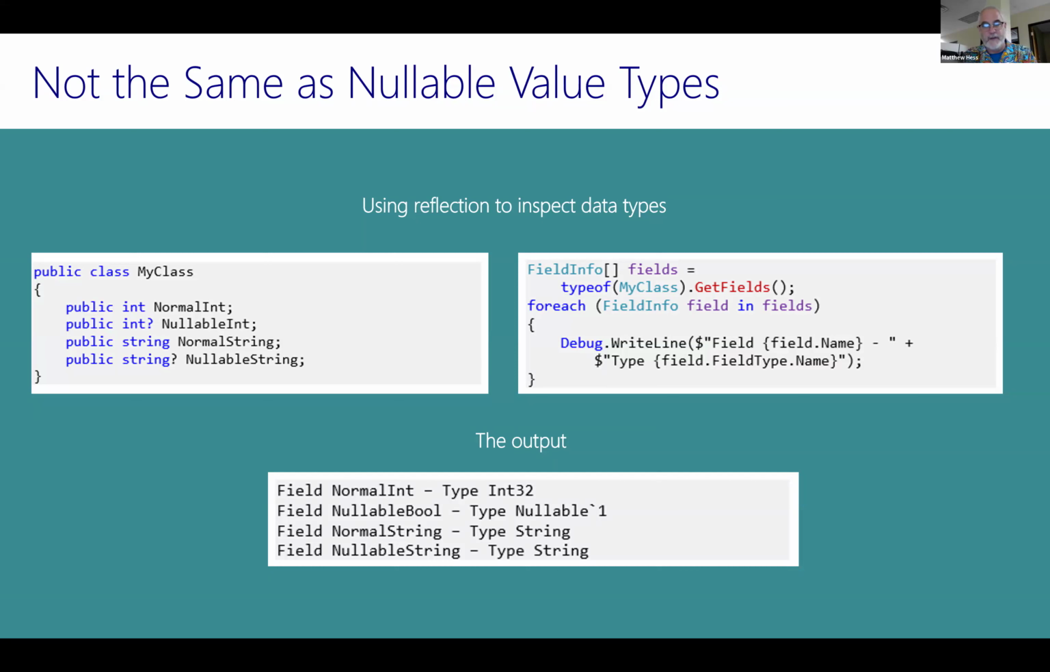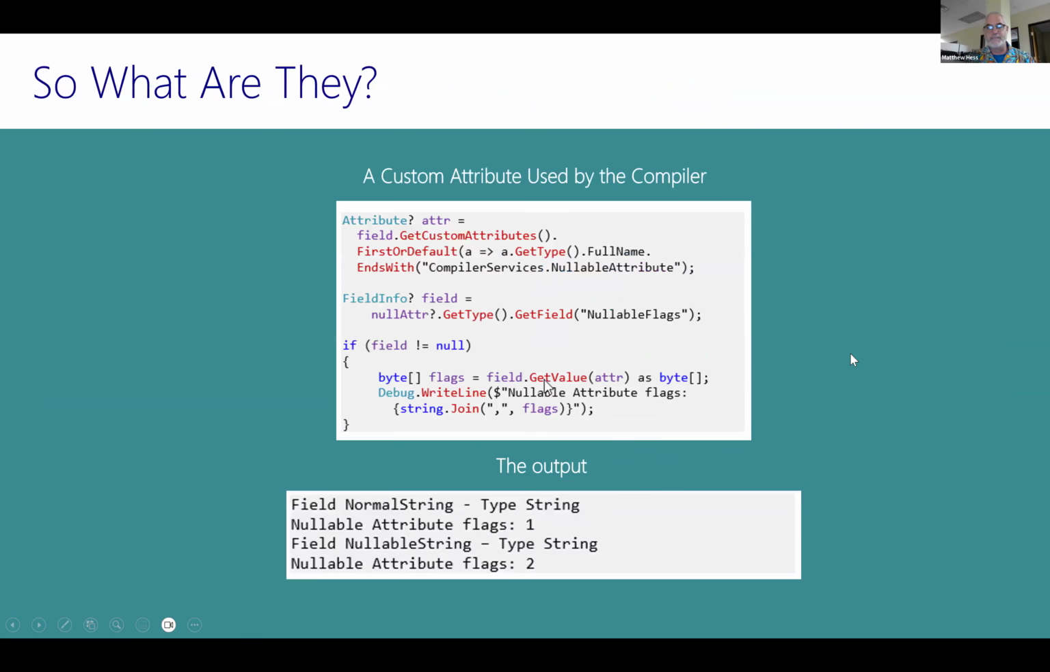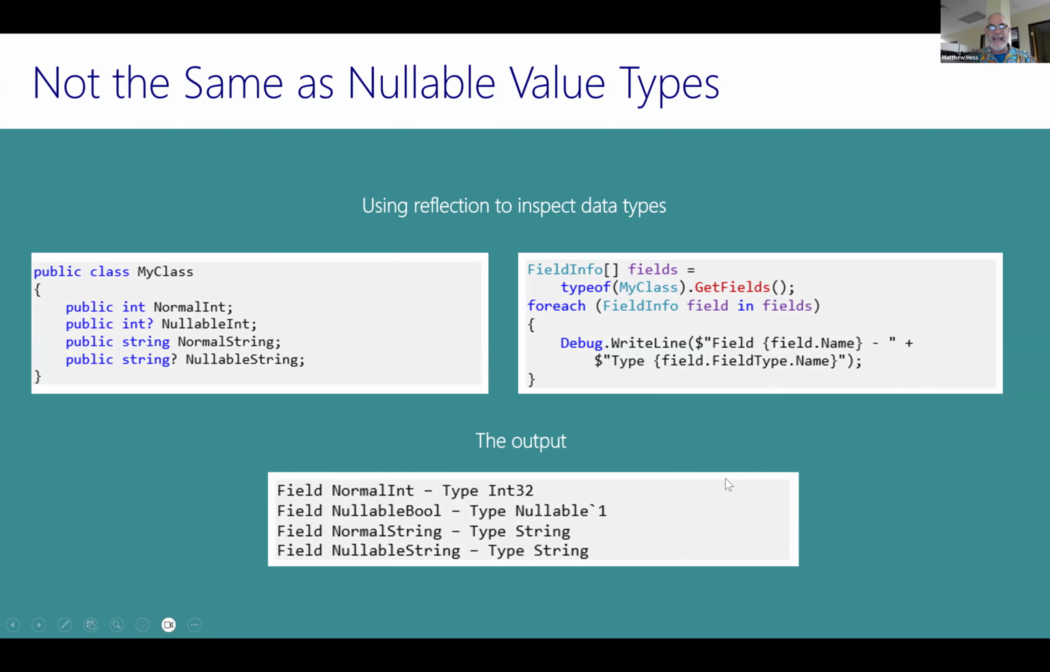And here's how we can prove it. So if we do a little reflection, so field info equals type of my class dot get fields, and then loop the field info and write out the field name and the data type. So what is the output of writing out the name and the data type for these four fields?